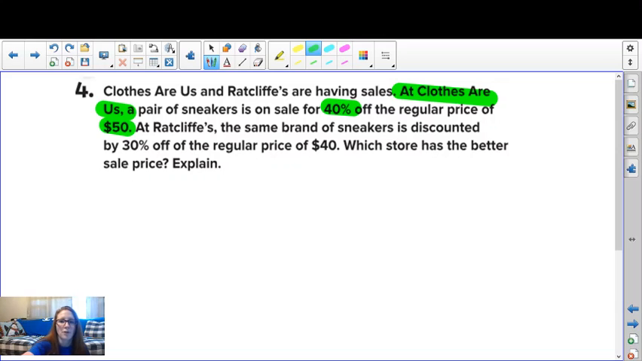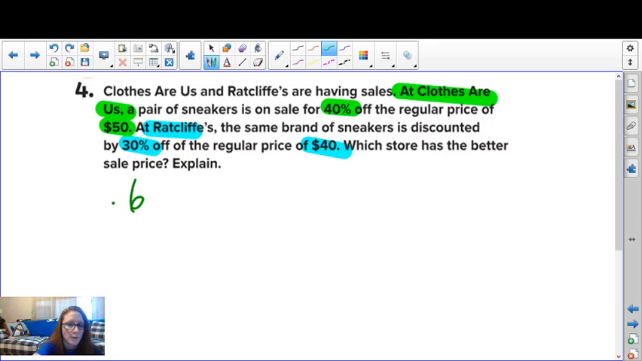Which store has a better sales price? So this one is blue, and I need to go back to this and do it with green. Since green came first, that's where I will start. 40% off means that I'm only paying for 60% of the item. So 0.6 times 50, which gives me 30. So at Clothes R Us, I will be paying $30 for these sneakers.